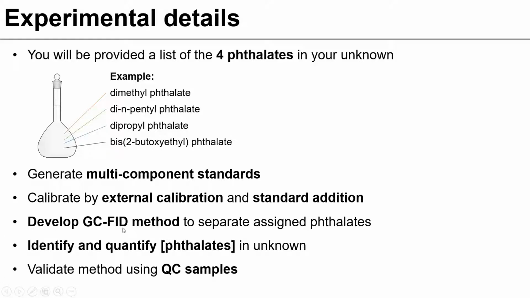So once you've created those calibration solutions, you're going to use them to develop your GCFID method. You're going to take one of those calibration solutions and run it multiple times on the GCFID, changing the method slightly each time until you get good separation of your phthalates. And then once you've got that optimized method, you're going to use it to run the rest of your samples and identify and quantify all of the concentrations of phthalates in your unknown sample.